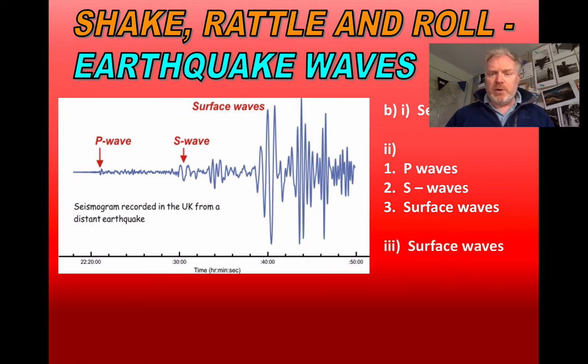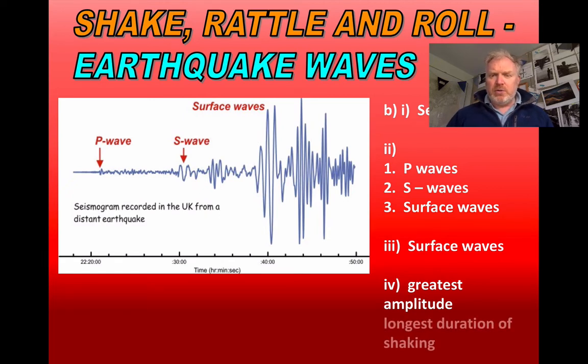Now, the wave that causes most damage is the surface wave. P waves and S waves really don't have a great deal of an effect in terms of earthquakes as hazards. The reason for this, I hope, is clear from the seismogram. We see the greatest amplitude of shaking, so the greatest amount of shaking from its normal position. And also, those waves go on for the longest duration. The longer it goes on, the bigger the shaking, the more damage that will be done.